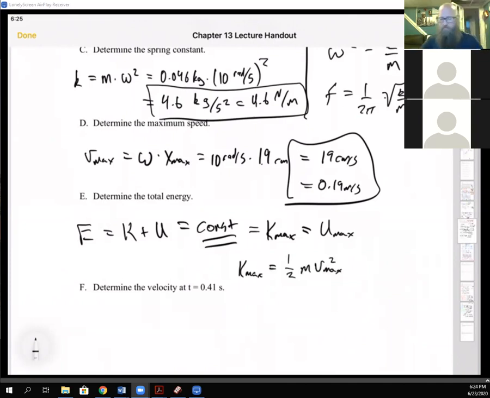Okay, so K max is half m v max squared. Does that make sense? Just half m v squared, and it's the biggest velocity, so you plug it in. Half times 0.046 kilograms times that velocity we got. And we should plug that in SI units if we want joules to pop out of this. So that's 0.19 squared. So if you do that, 1/2 times 0.046 times 0.19 squared, I get 8.3 times 10 to the minus 4 joules.